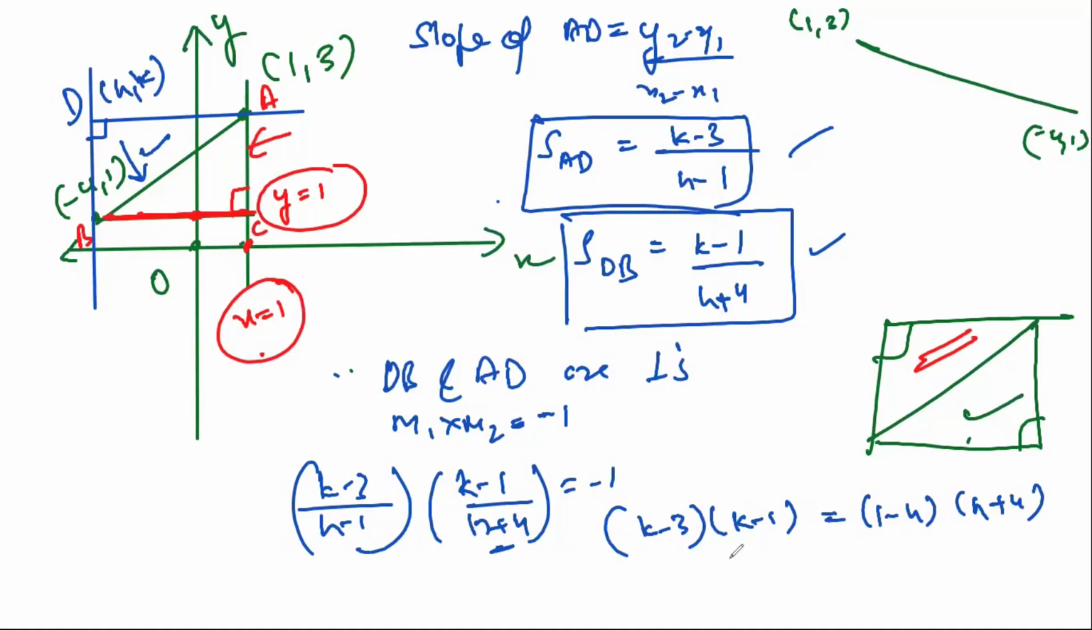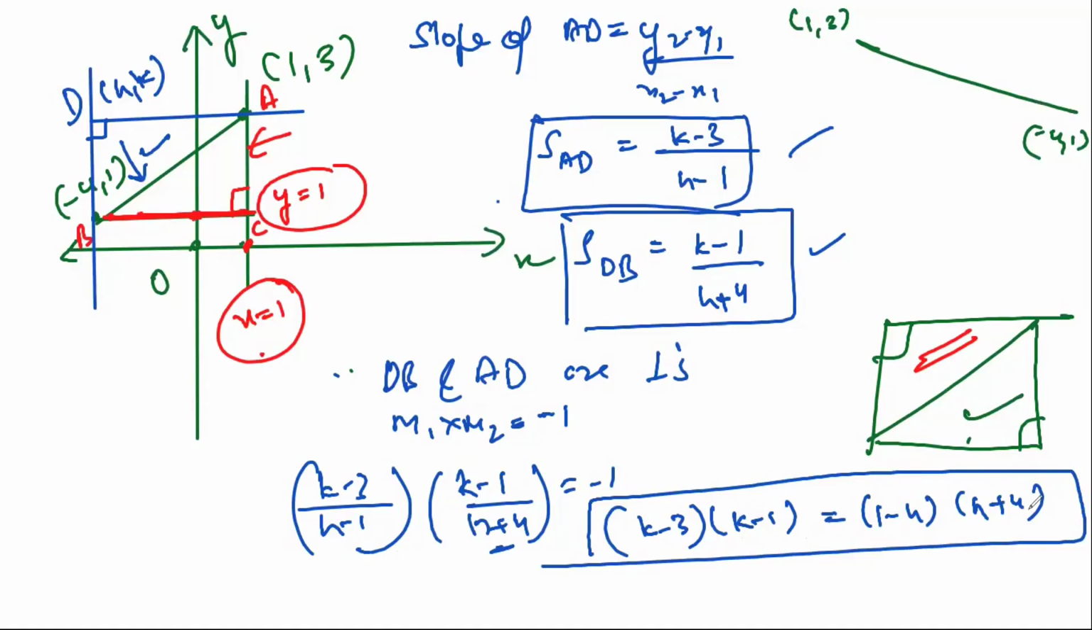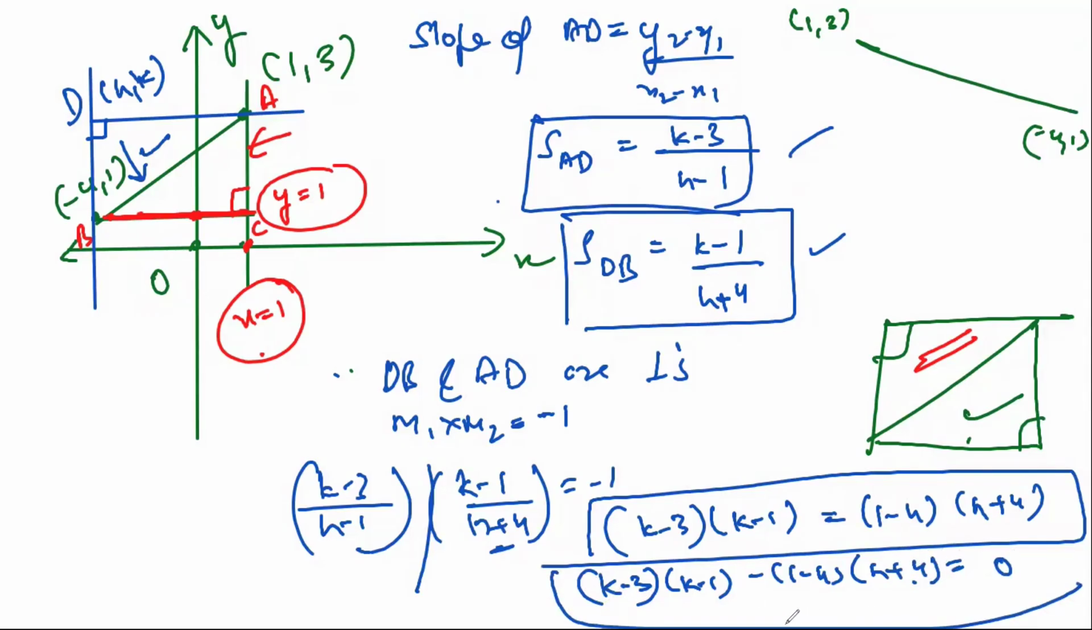Now this is the big thing. We have to think about a point (h, k) where this whole equation is giving you 0, right? So let's do one thing. I'm taking everything to that side: (k minus 3)(k minus 1) minus (1 minus h)(h plus 4) is equal to 0, right? So we see which values of k and h give me completely 0.